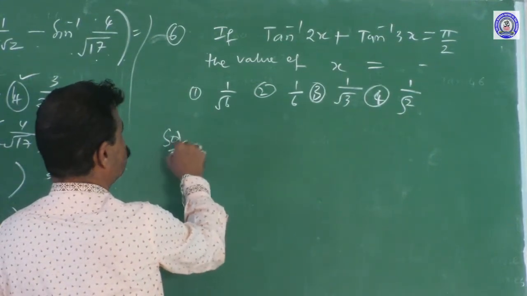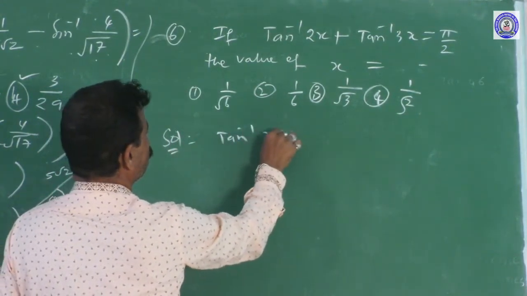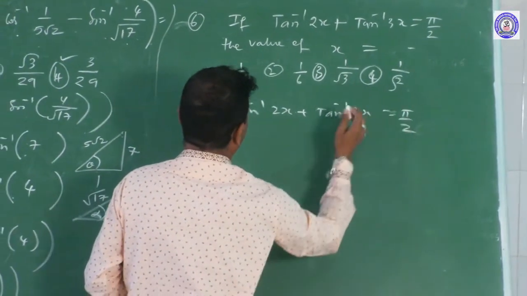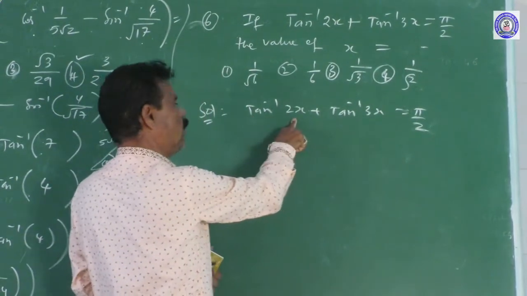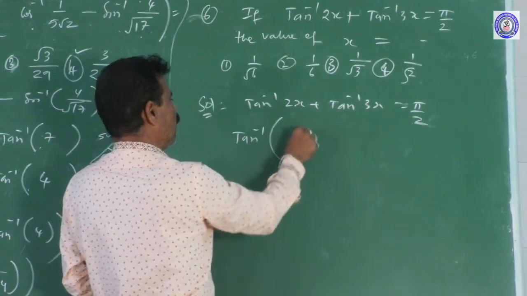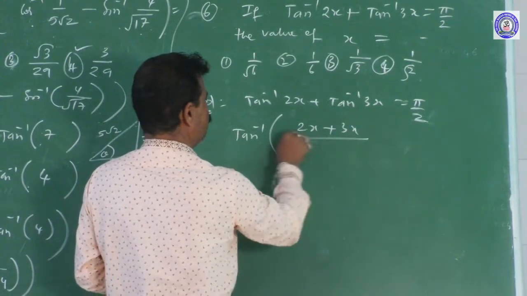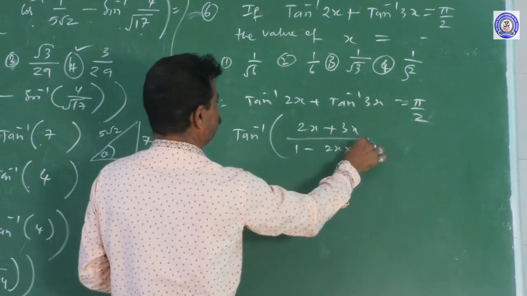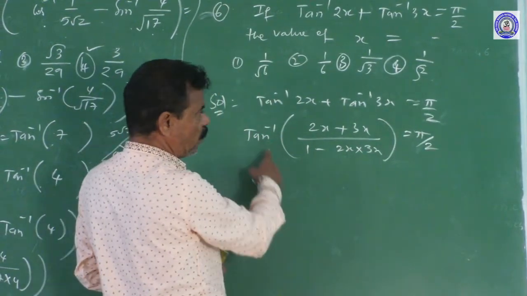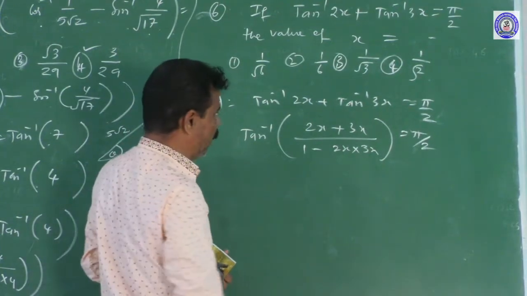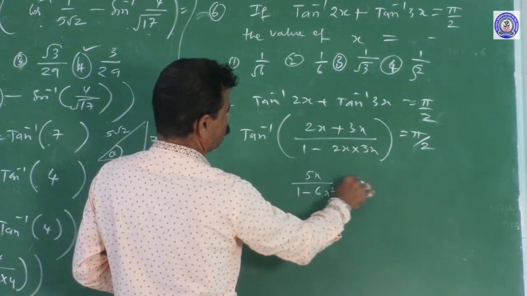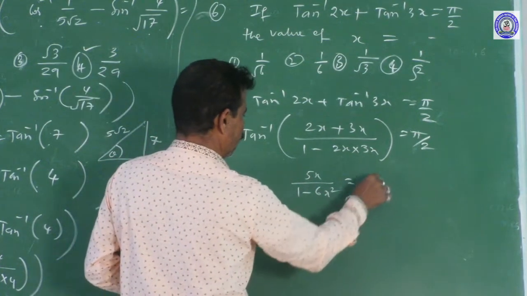Here, solution: tan inverse of 2x plus tan inverse of 3x is equal to 5 by 2, given. This is tan inverse x plus tan inverse y. So in terms of tan inverse directly, tan inverse of 2x plus 3x by 1 minus 2x multiplied by 3x is equal to 5 by 2. So with tan inverse outside, tan 90 is infinity. This is 5x by 1 minus 6x square is equal to tan 90, infinity.